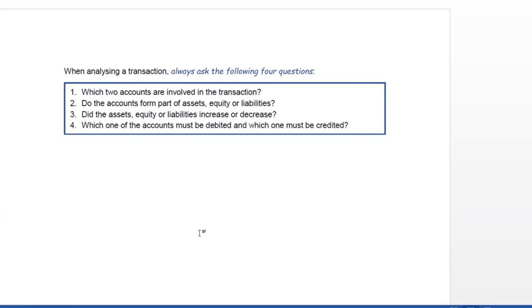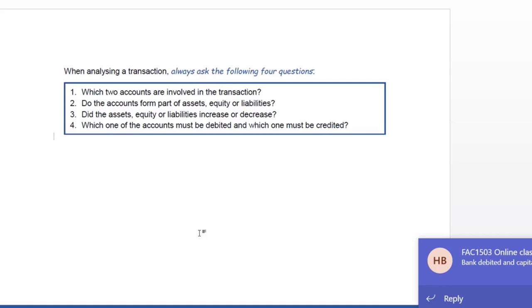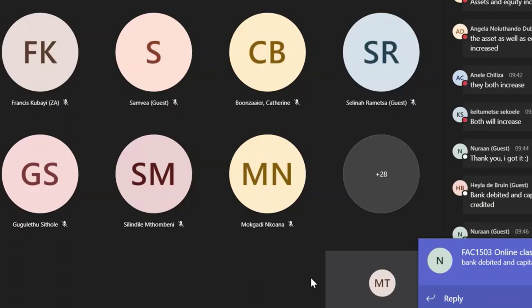I'm saying that purposely. Which one account must be debited? Which one account must be credited in the general ledger? And I'm also going to be saying, and the trial balance. I'm going to repeat that again. Number four is, which account must be debited, which account must be credited in the general ledger and the trial balance?